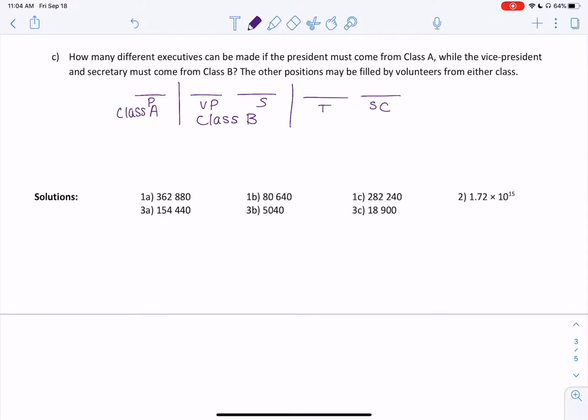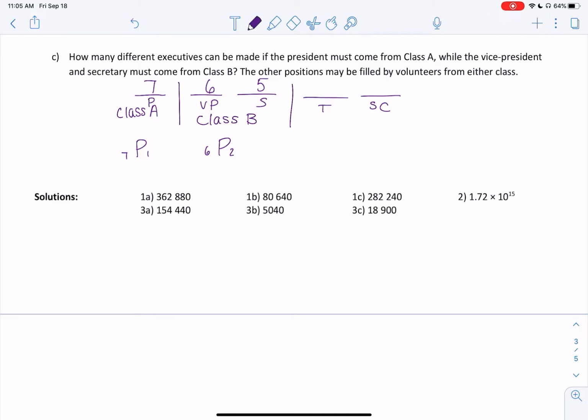So for class A, that president spot, there were 7 people in class A, so there are 7 people who could take that spot. So in other words, 7 people, choose one of them. Then for class B, I had 6 people, and so I have 6 people for the first one, 5 for the second spot, so I have 6 people and 2 spots.